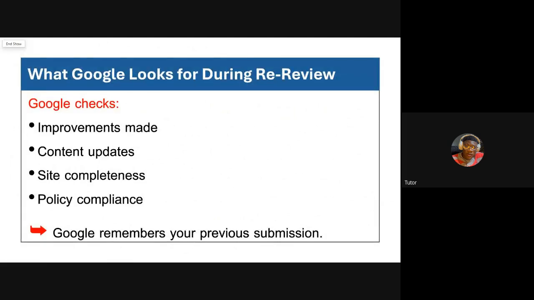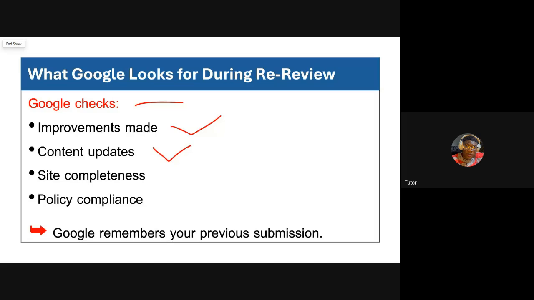Now, what Google looks for during review. So once AdSense disapproves your site, I've already taught you guys what AdSense checks before approving or disapproving a site. And if they disapprove you and you reapply for the second time, these are the things that Google looks for during the review. They go back to your site to check improvement made. They will check to know whether you've been able to make any improvement, to know your seriousness. Content update, to know whether you've updated some of the content.